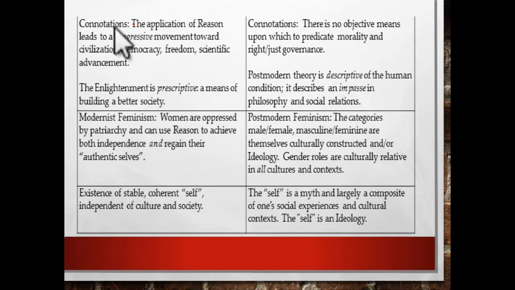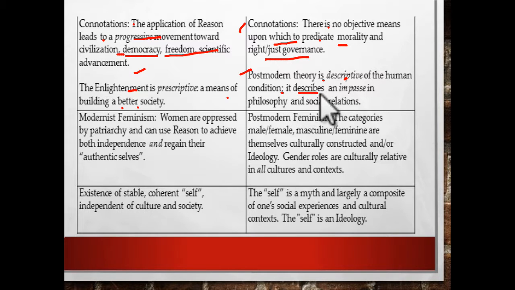Connotation: the application of reason led to progressive movements towards civilization, democracy, freedom, and scientific advancement. The Enlightenment is a prescribed means of building a better society. Connotations: there is no objective means upon which to predicate morality and right, just governance. Postmodern theory is descriptive of the human condition.